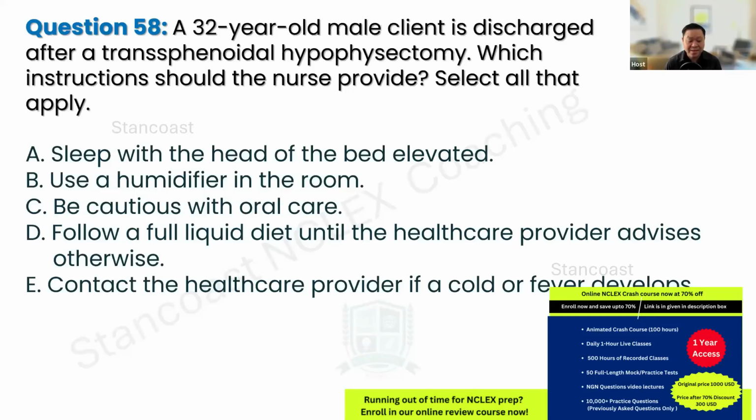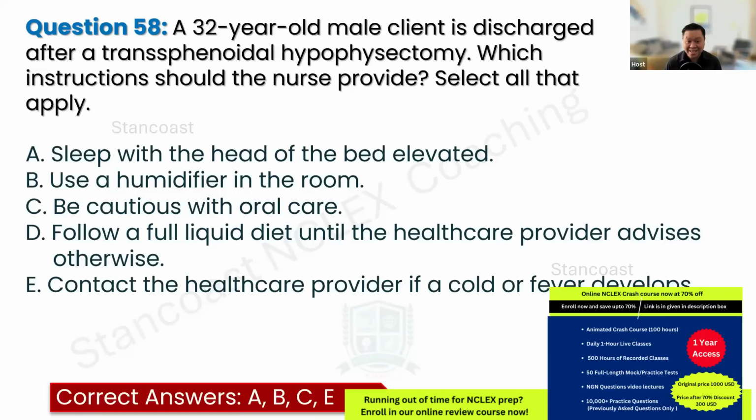The answers are letters A, B, C, and E. We know that elevating the head can reduce the cerebrospinal fluid pressure, and it will also help with drainage. Letter B is another good intervention because humidified air can help keep the nasal passages from drying out after the surgery. And letter C, oral care should be done carefully, and we need to avoid brushing near the surgical site to prevent injury. And letter E, fever or cold could indicate infection, so we need to contact the healthcare provider right away.